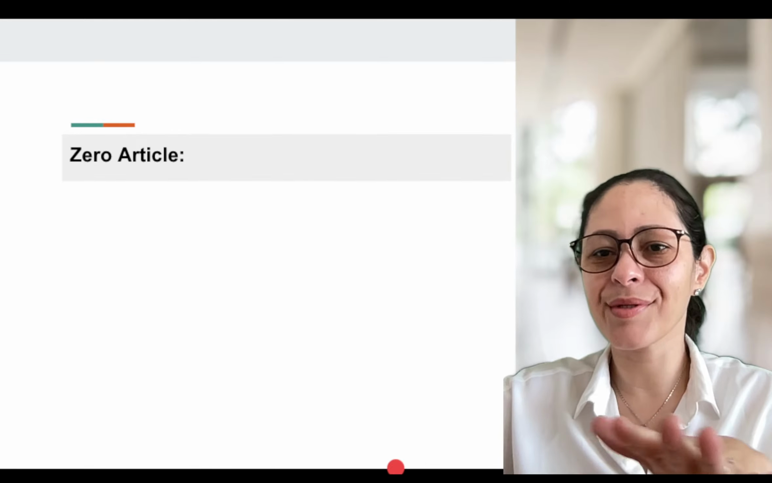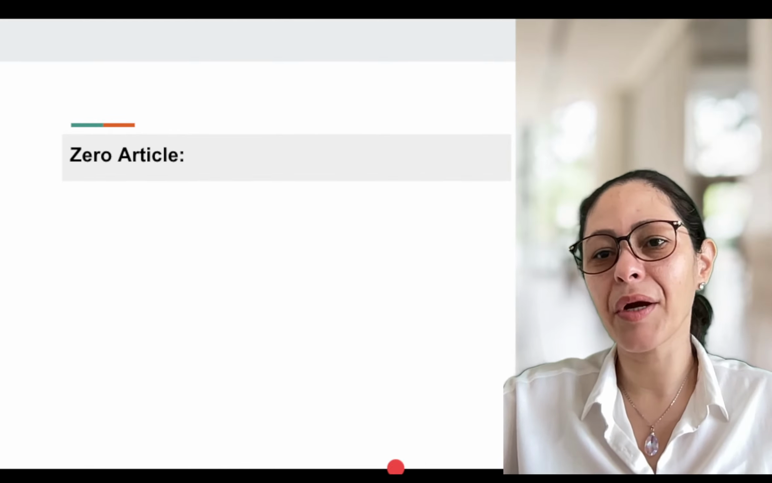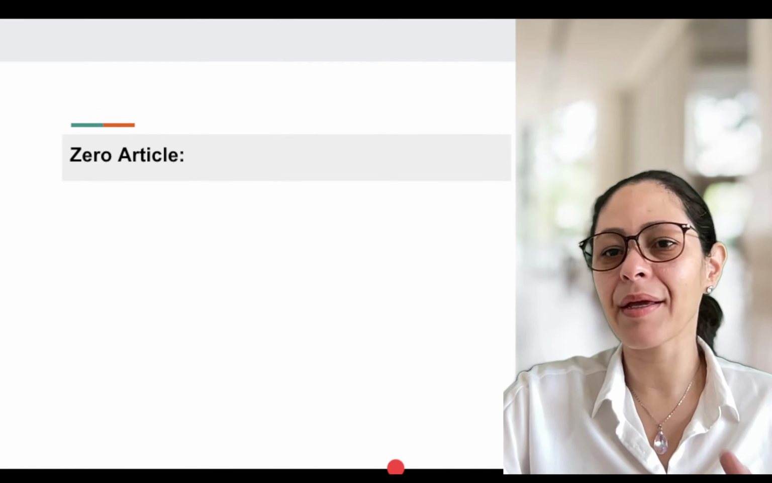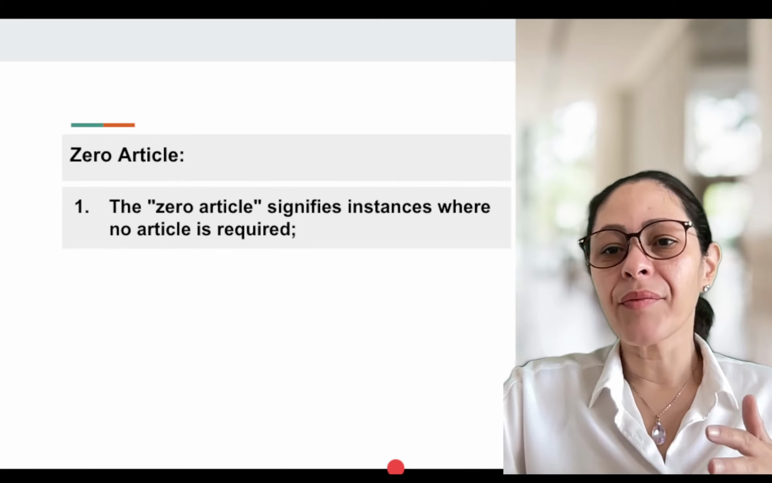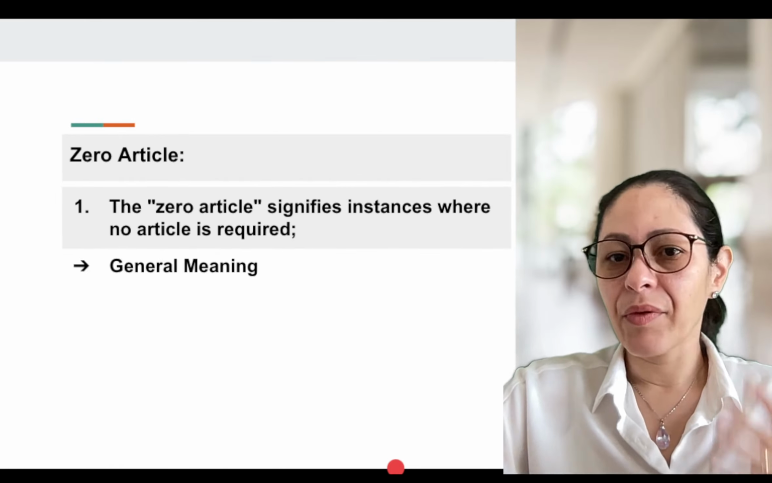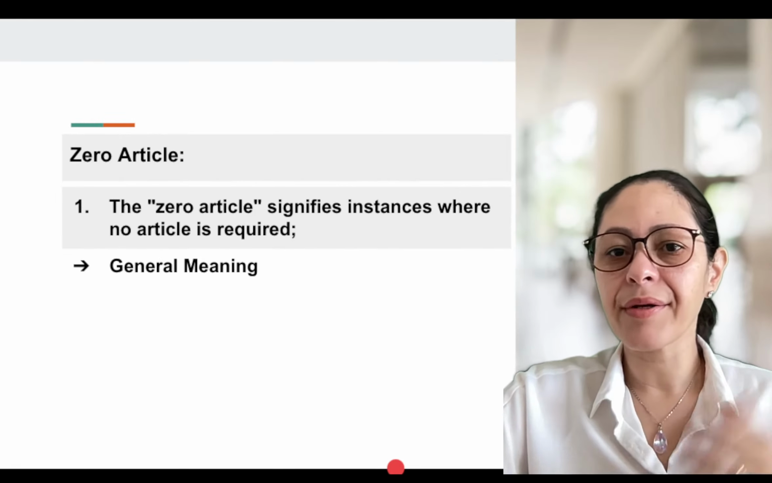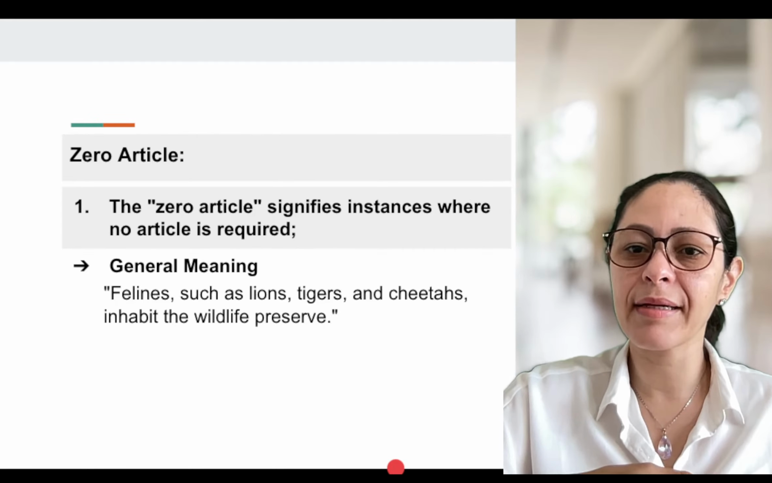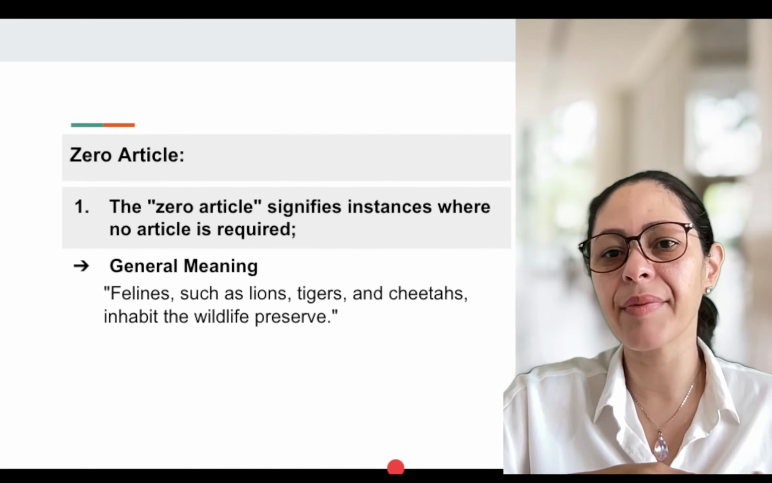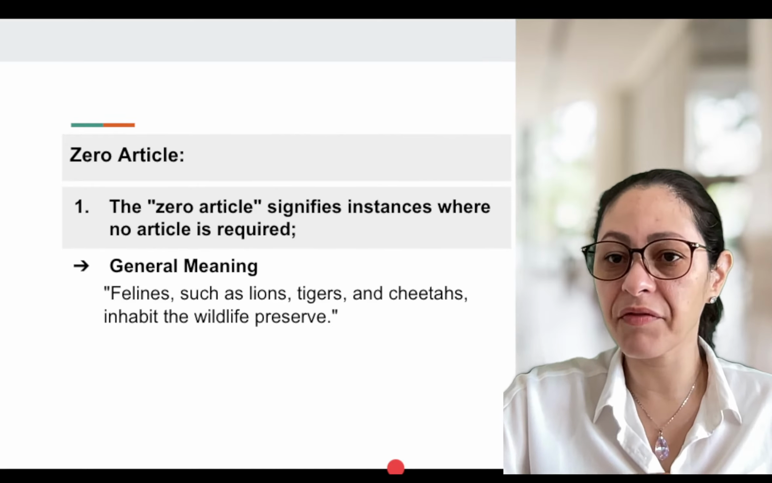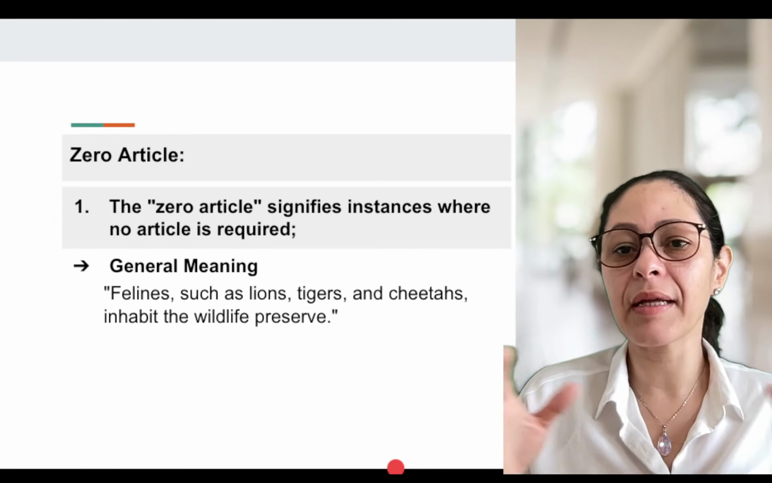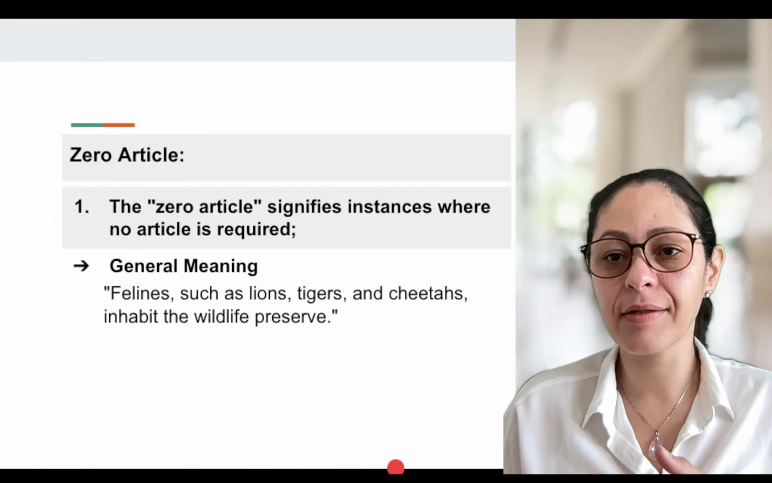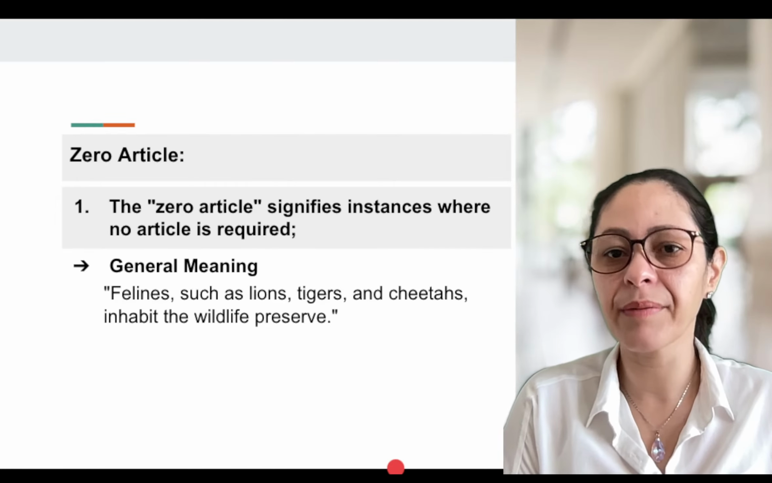When are we going to use a zero article? This means when are we not going to use any article, a, an, or the. When we're talking about a general idea, when we have a general meaning to our sentences. For example, felines, such as lions, tigers, and cheetahs, inhabit the wildlife preserve. So, general idea, felines in general. Look how many I mentioned here, lions, tigers, and cheetahs. So, there is no article before felines.